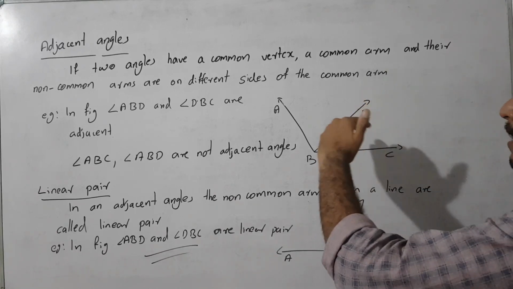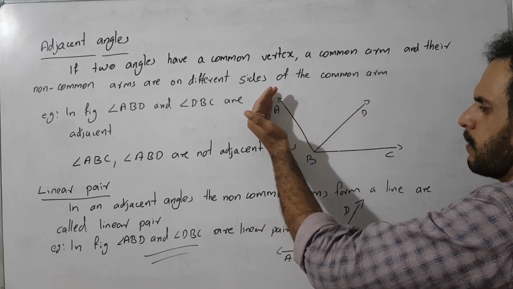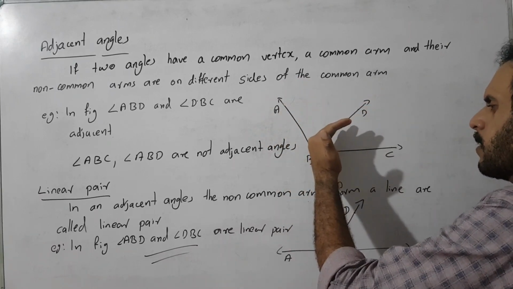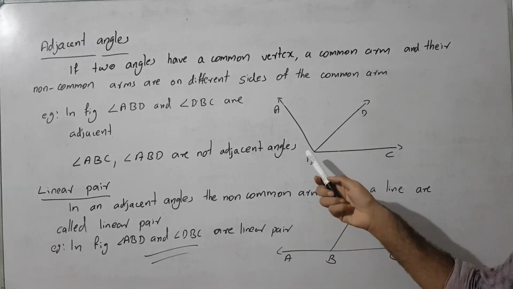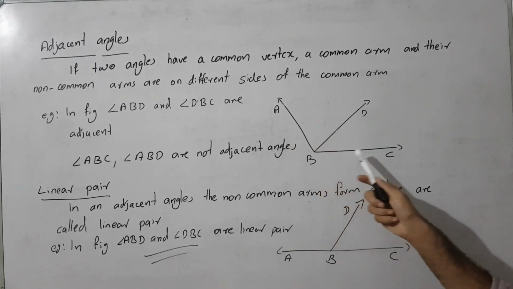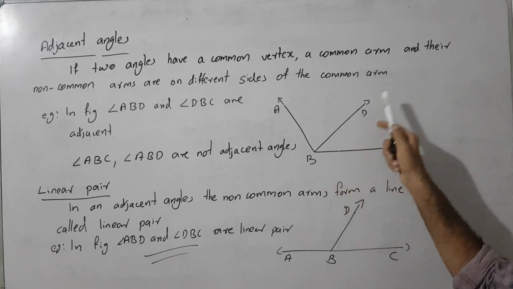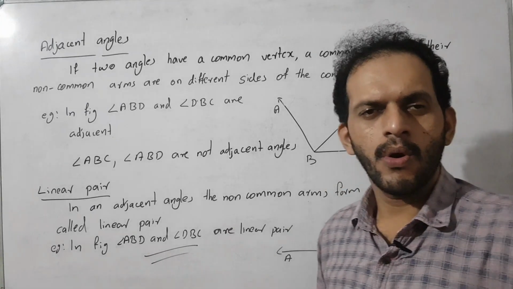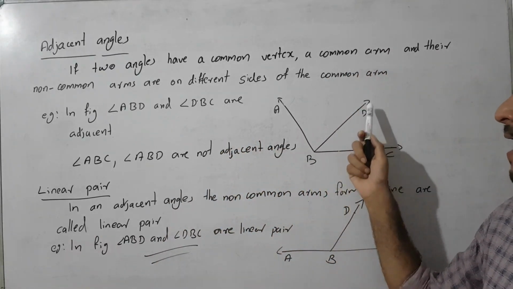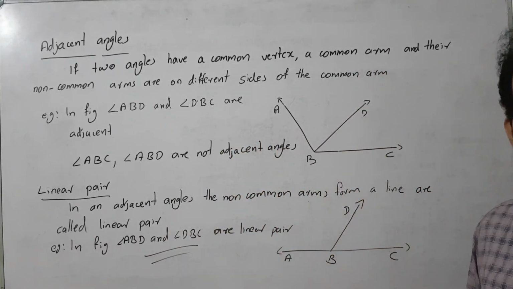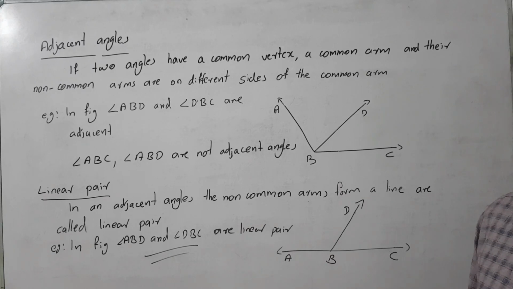അല്ലേ? ബി ഡിയുടെ ഈ ഭാഗത്താണ് ഏതുള്ളത്? എ ബി ഉള്ളത്. ഡി ബിയുടെ ഈ ഭാഗത്താണ് ഏതുള്ളത്? ബി സി ഉള്ളത്. So the non-common arms AB and BC lie on the different side of BD. So angle ABD and angle DBC are adjacent angles.